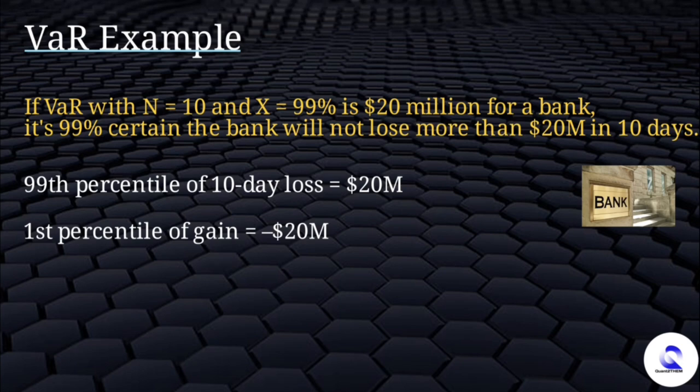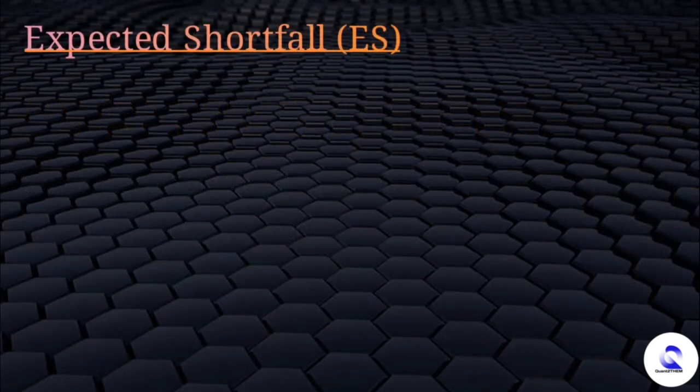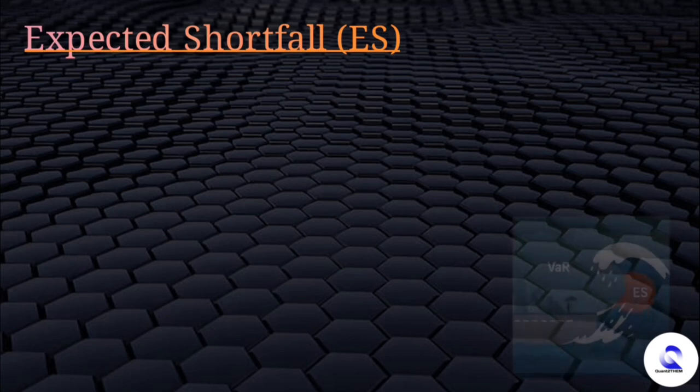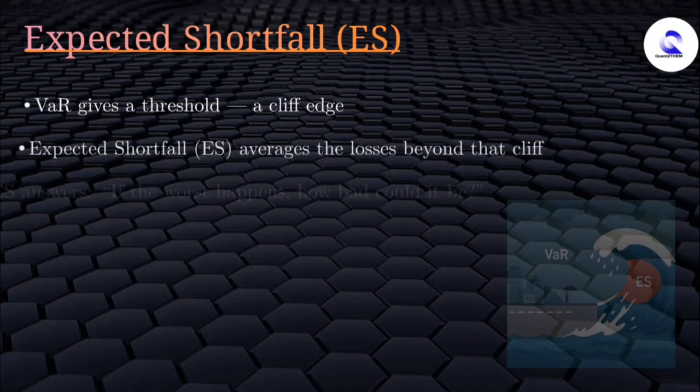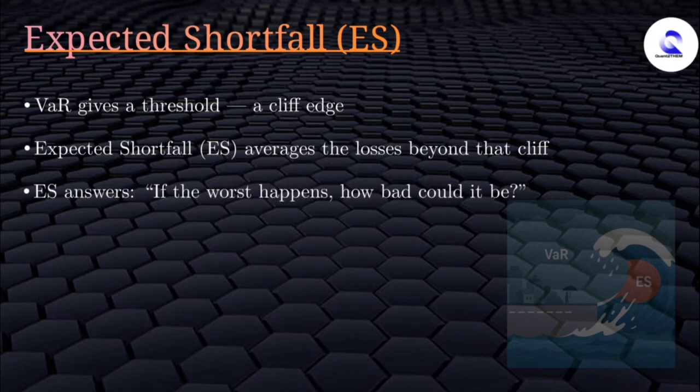We have seen how VAR sets a threshold like the top of a cliff. But what if we fall off that cliff? That is where expected shortfall, or ES, comes in. Unlike VAR, which tells us the cutoff point, ES looks beyond that point and averages the losses in the worst case scenarios. In short, if the worst happens, how bad could it be? That is a critical question expected shortfall answers and why it is important in risk management.